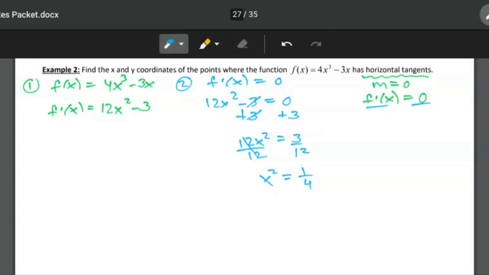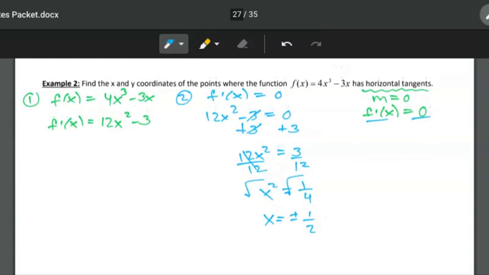Now you could take the square root of both sides. When you take the square root, you get 2 answers, plus or minus. Square root of 1 is 1, and square root of 4 is 2. So we get plus or minus 1/2. All right, so we're getting closer. They said find the x and y coordinates of the points. Well, we found the x's. Now we just have to find the y's.